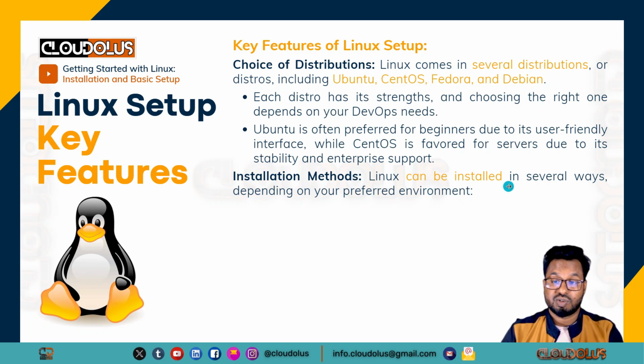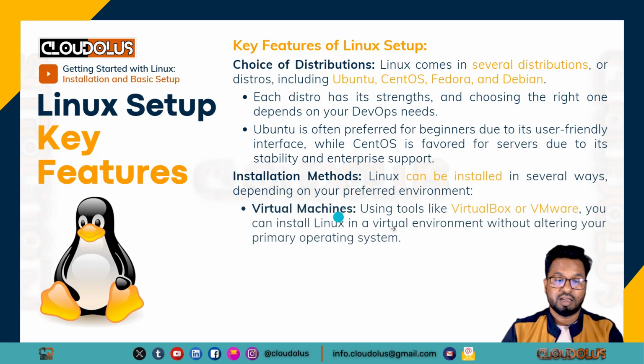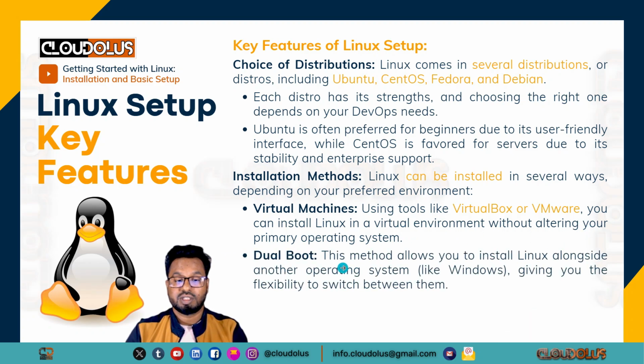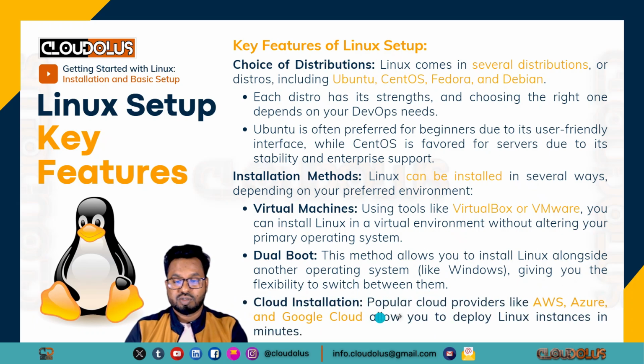Next is the installation method. Linux can be installed in several ways depending on your preferred environment. First, virtual machines: using tools like VirtualBox or VMware, you can install Linux in a virtual environment without altering your primary operating system. Next is dual boot. This method allows you to install Linux alongside another operating system like Windows, giving you the flexibility to switch between them. Next is cloud installation. Popular cloud providers like AWS, Azure, and Google Cloud allow you to deploy instances in minutes.